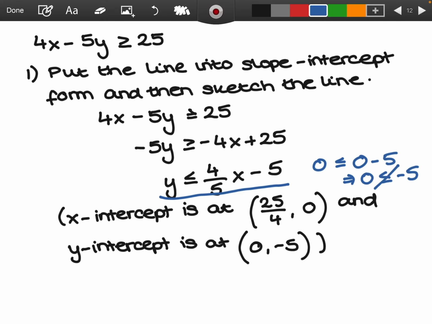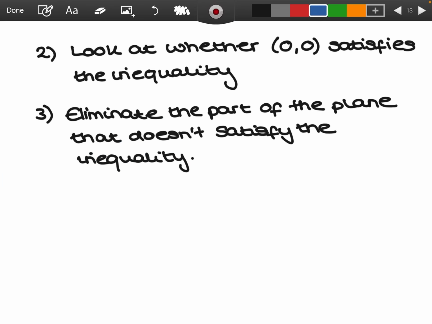That is not true. So because 0 is not less than or equal to negative 5, it tells me that the origin is on the wrong side of the line. So everything on the other side of the line to the origin will satisfy the inequality. Anything on the same side of the line as the origin does not satisfy the inequality.